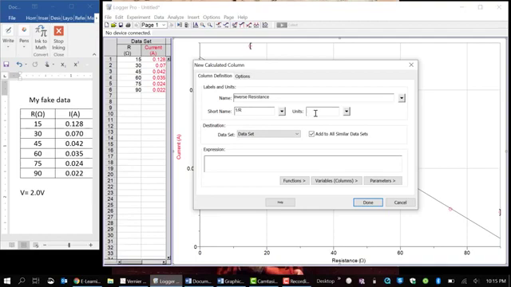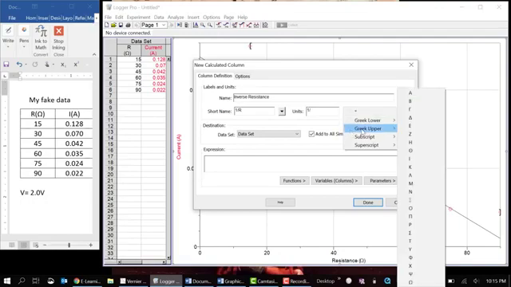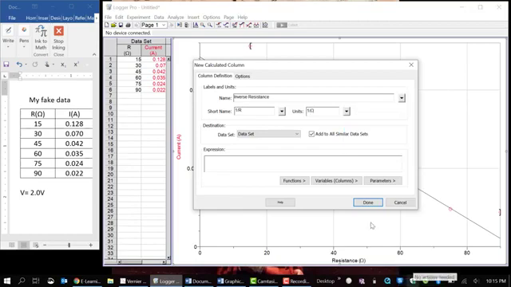The units of resistance are ohms, so the units of the inverse resistance are going to be inverse ohms, which is 1 divided by ohms. I'm going to come over here, click on the drop-down menu, go to Greek upper, and go all the way down to the bottom and choose the omega ohm symbol. Then I'm going to click down in this expression box here.